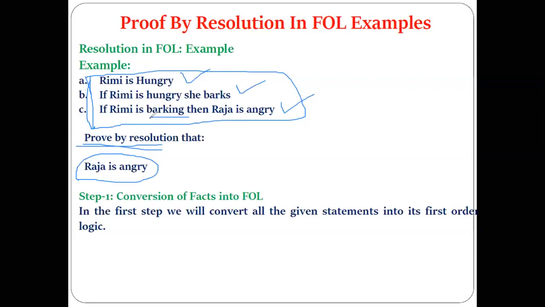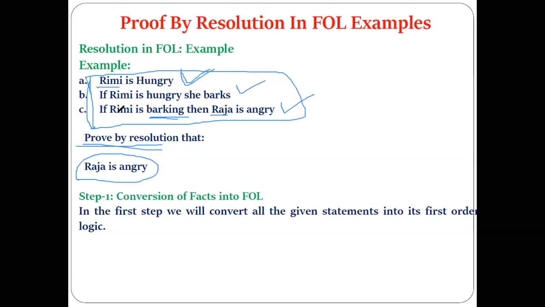Barking means what? Dog, I think so. They are dogs. Remy is a dog, sir. And Raja? Raja is the owner of the dog. No, it is not like that. Remy is the female dog, and Raja is the male dog. Understood? It is like that. Got the point?